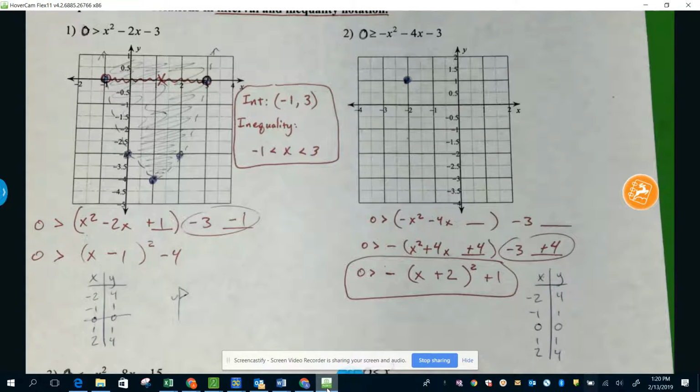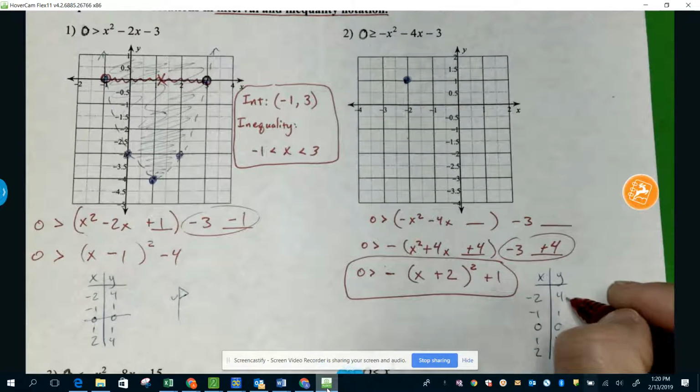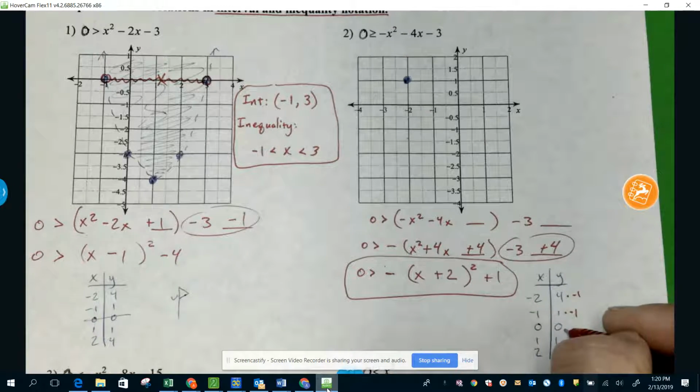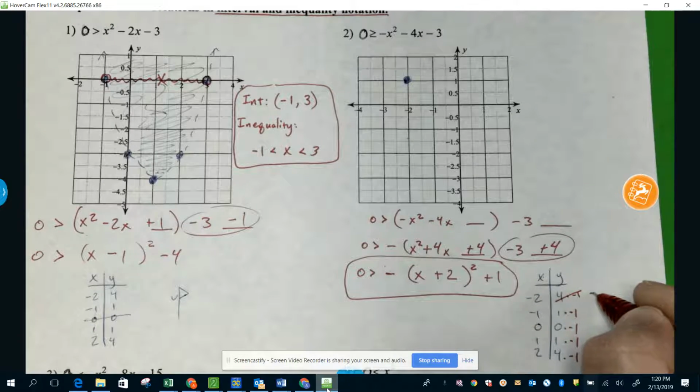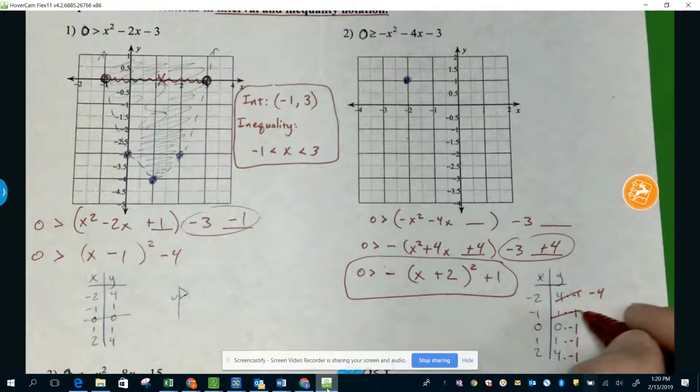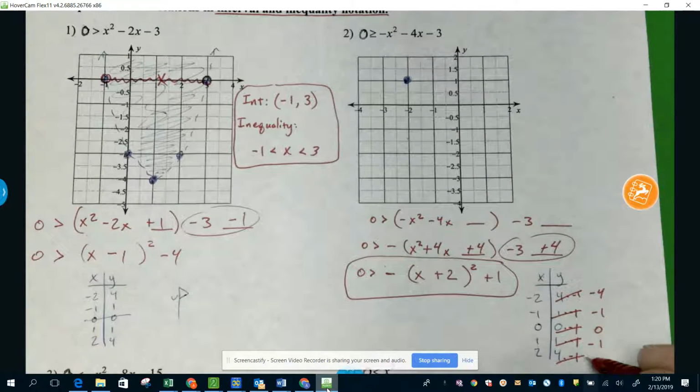4, 1, 0, 1, 4. Okay, and we're going to multiply the y values times my a value. In this case, it's a negative 1. So if I multiply all these guys by negative 1, 4 times negative 1 turns into negative 4. 1 times negative 1, 0 times negative 1, 1 times negative 1, 4 times negative 1.